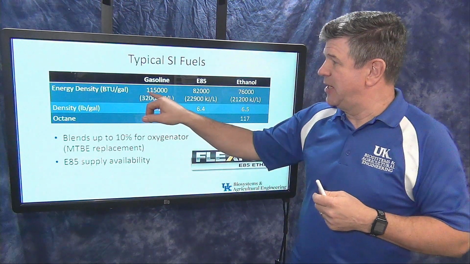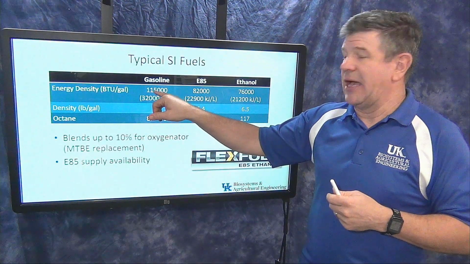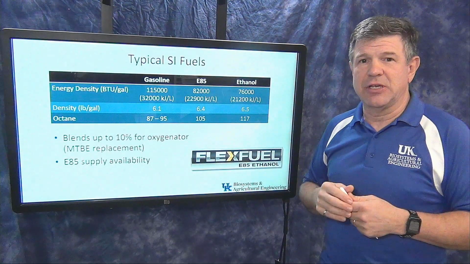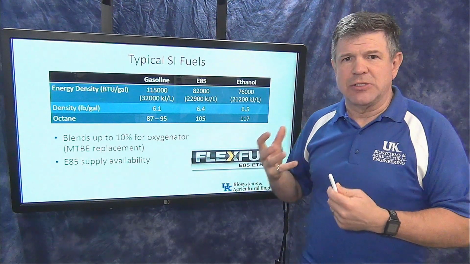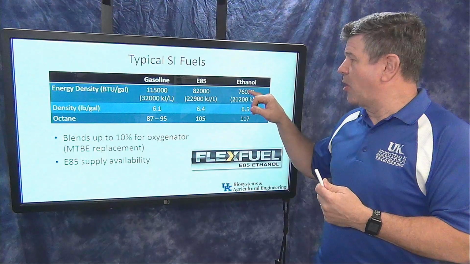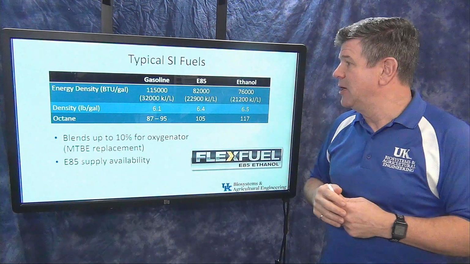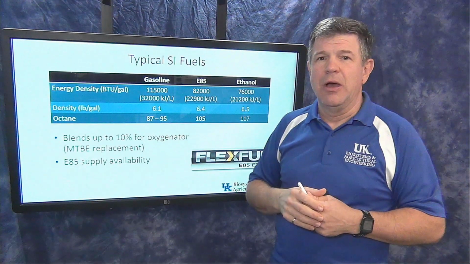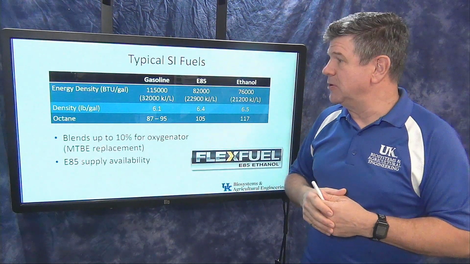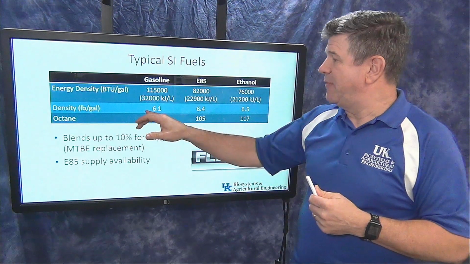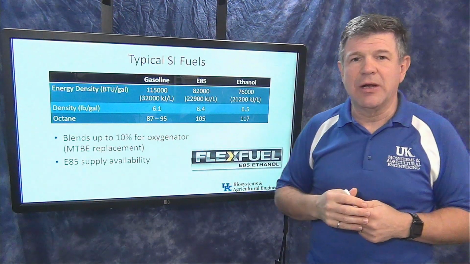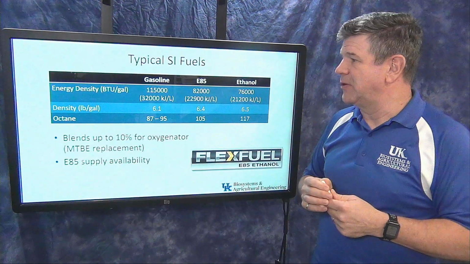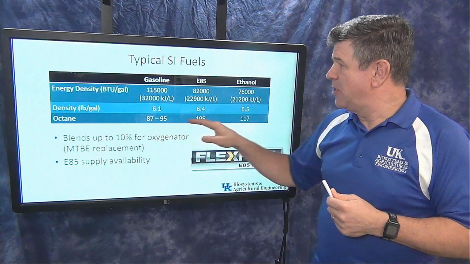So the energy density in BTUs per gallon: gasoline is 115,000. Pure ethanol over here is 76,000. So we see that ethanol does not have as much energy per gallon. In parentheses down here, I have the SI units, so when we do calculations and need those units, they're there. I also have the typical densities of these fuels here. We don't use that as much, but at least we know what those are. And I also show the octane rating.